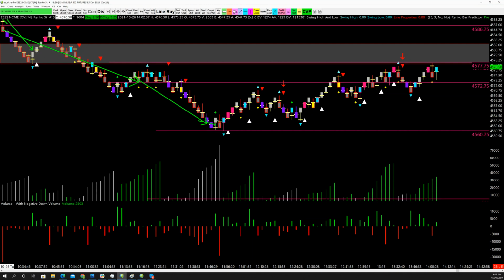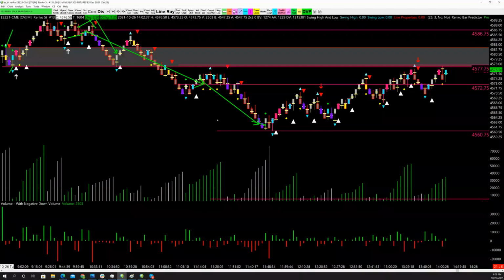Now with the advanced one, it's got to be an arrow, right? It can't just be a triangle. Do I understand that correctly? With the advanced one, it needs to be an arrow. Yes. That's what I thought. Like a reversal, basically. The triangles will have a higher failure rate and you'll get a lot of stops.